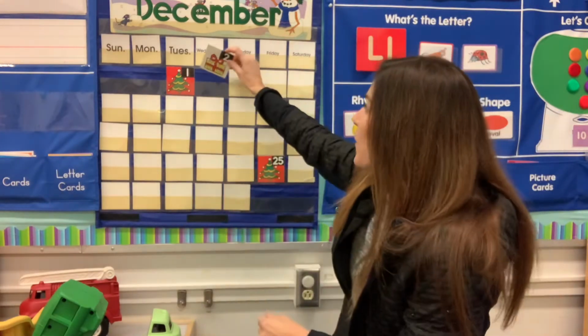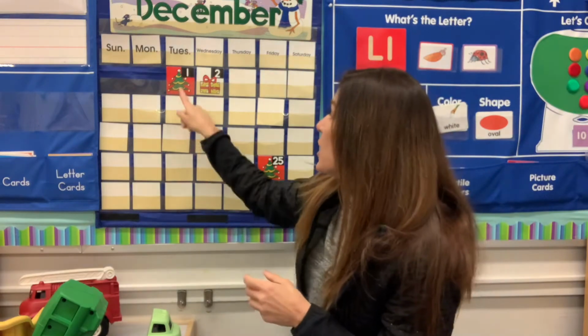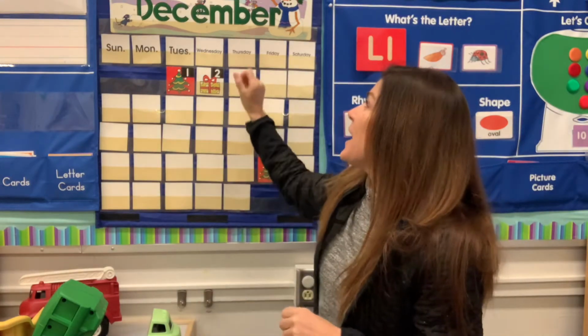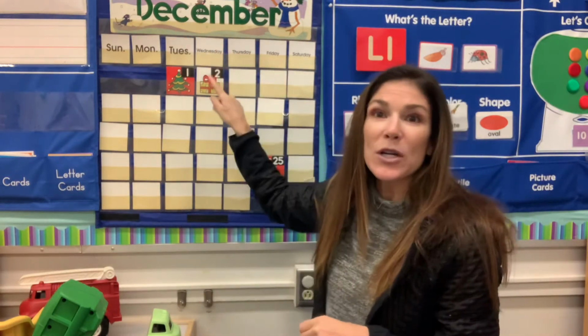1, 2. And we're already starting to see our pattern. Will it be an AB pattern? Christmas tree present? Christmas tree present? I guess we'll find out on Thursday, won't we? So today is Wednesday, December 2nd.